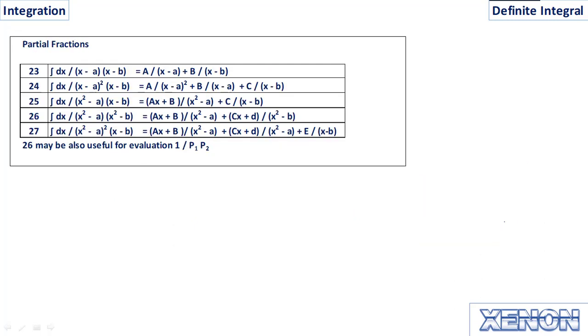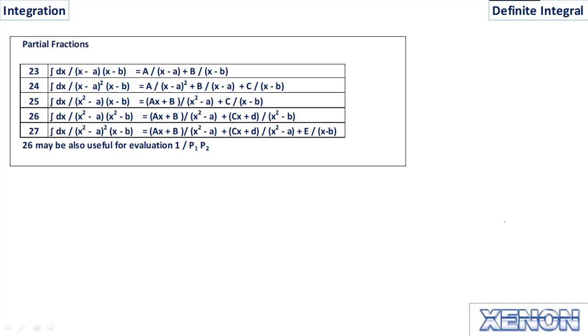Now the partial fraction. When we are seeing the integration of 1 upon x² minus a², I have expressed the form of 1 upon x² minus a² as 1 upon 2a into (1 upon x minus a minus 1 upon x plus a), and accordingly we have got the integration as 1 upon 2a log of (x minus a) upon (x plus a) plus c.